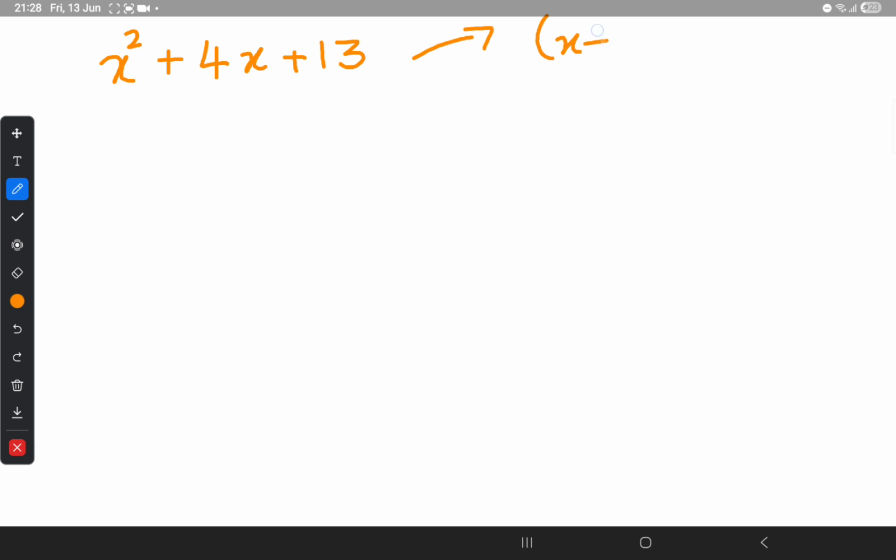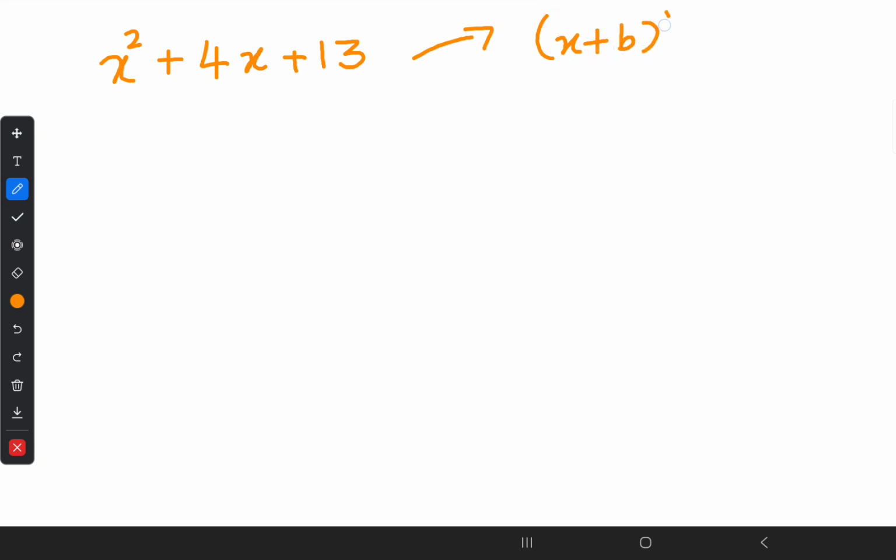To discuss: when a function is given like this, x square plus 4x plus 13, we are going to convert this one in two manners. We can make it as x plus b whole square plus c. Likewise, c can be either positive or negative, and we can make it as negative into x plus b whole square plus c. These are the only two possibilities to make this function.